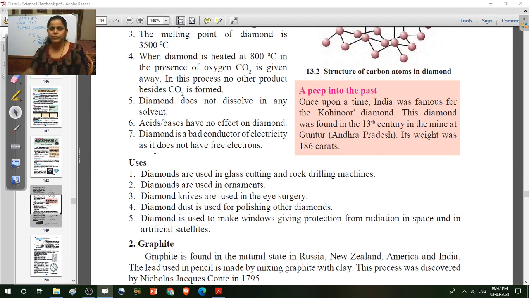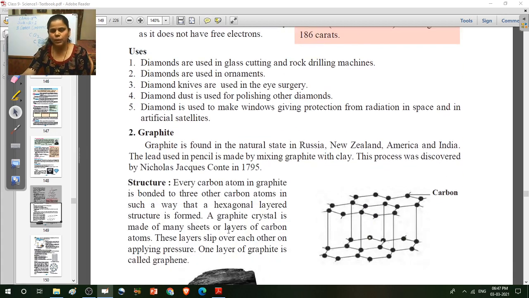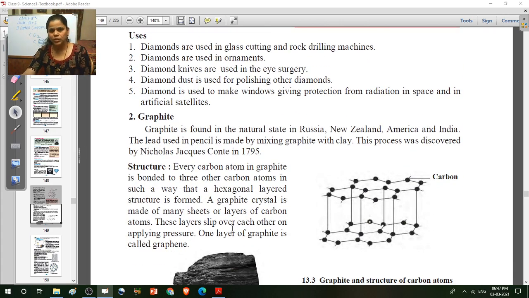Then in our next lecture we'll study about graphite, the next crystalline form of carbon, that is graphite.